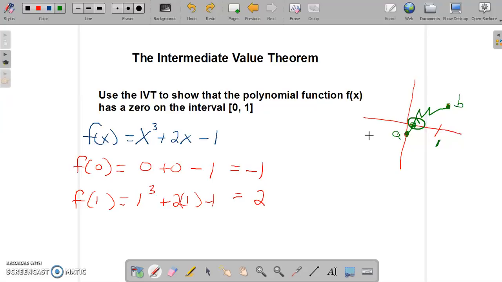If the function is continuous between A and B, there has to be a point in there somewhere where it crosses 0 in this particular case, okay? And that's it.